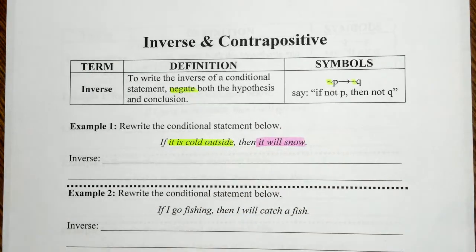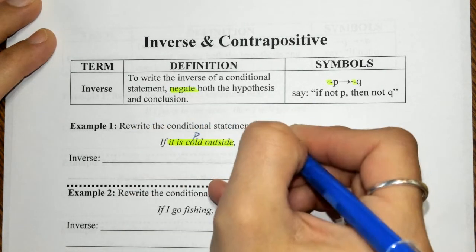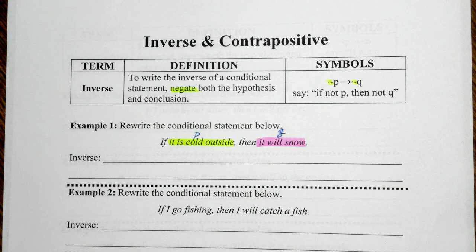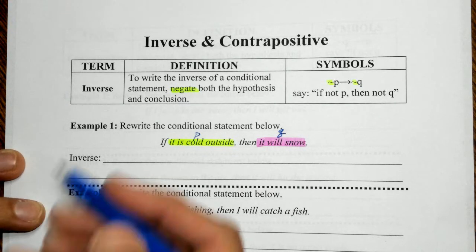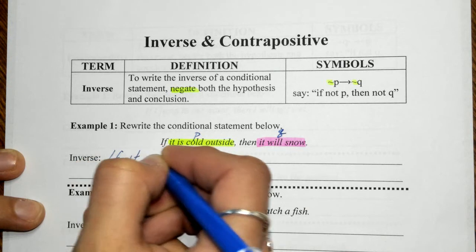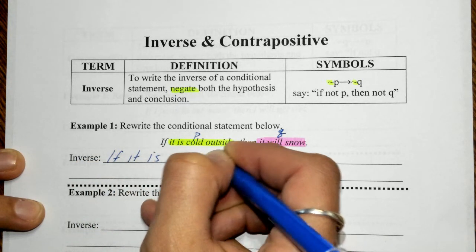Again, I've got those same colors that I used with inverse and converse. If you did this at home, then just grab two colors, okay? Here we have if P, then Q. We need to take the hypothesis, if it is cold outside, and negate it. Make it the opposite, using that word cold, though. So all we're doing there is rewriting, saying if it is not cold outside.